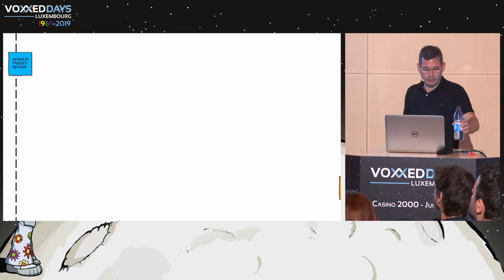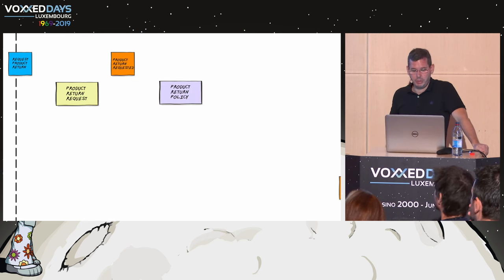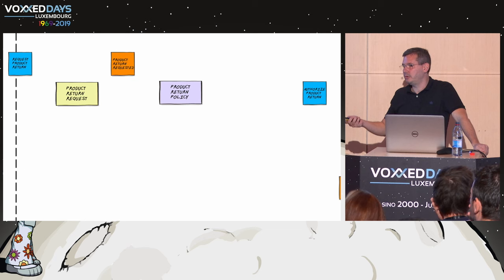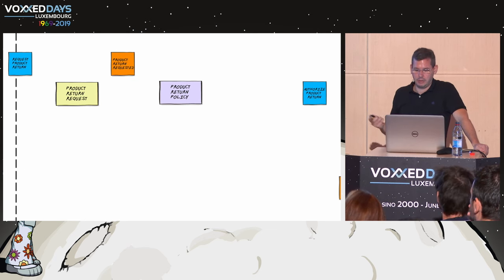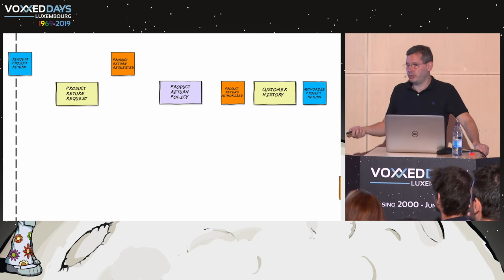So just imagine that you have a request for a product return. That is a command. This command is handled by an aggregate called product return request, and it will trigger something called product return requested. It's an event. This event will be reacted to by a policy called product return policy that will send a command to say, okay, we need to authorize that product return. Remember that the idea is to automate this process. This command will be handled by another aggregate called customer history. And this aggregate can take decisions, because it's its responsibility, because it implements the business logic.